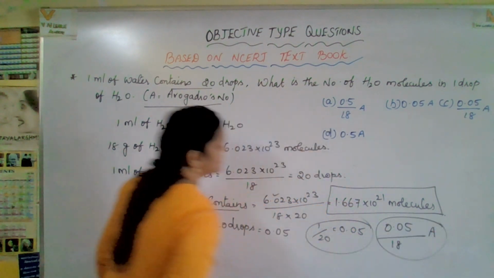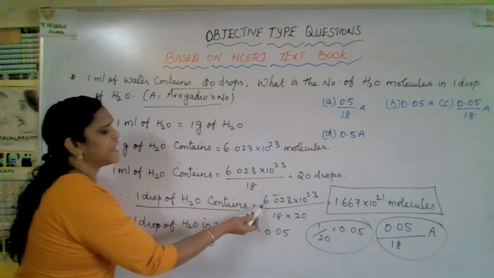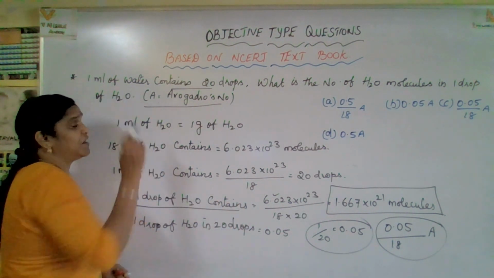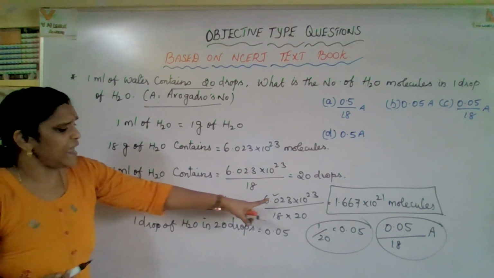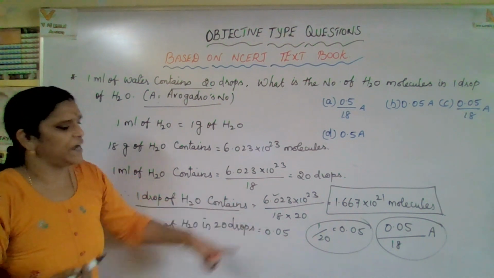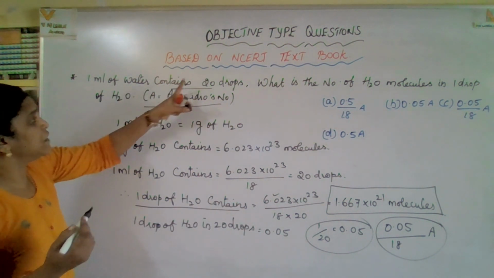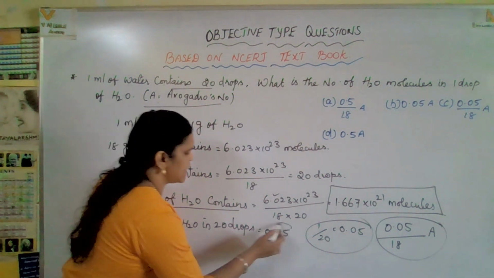A is what? Avogadro number. Actually, commonly we just produce the answer, but they have given it. Trick: A is equal to Avogadro number. So A, you no need to calculate it. So 1 ml of water contains 20 drops. Therefore, 1 drop, and 20 drops means that is the answer.